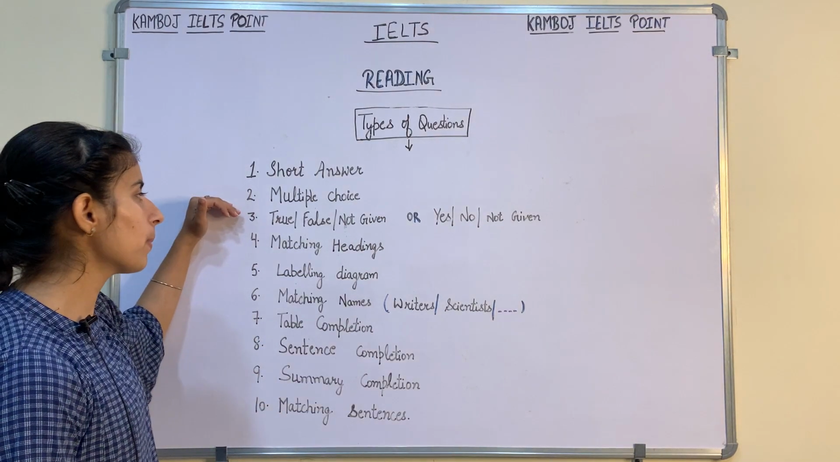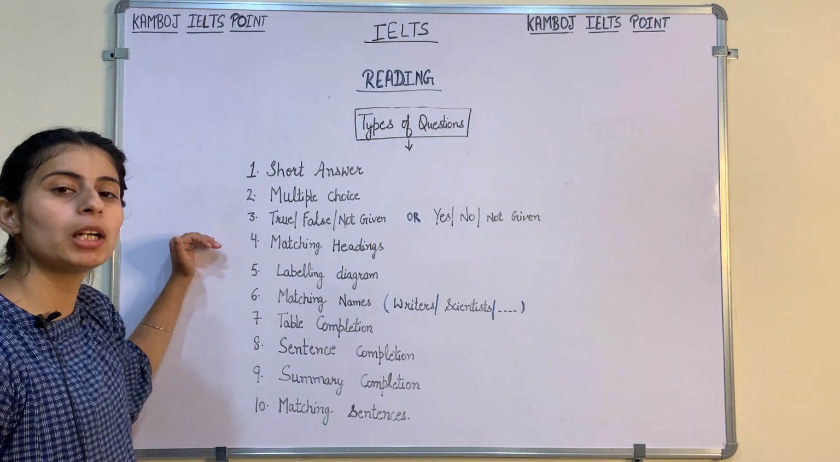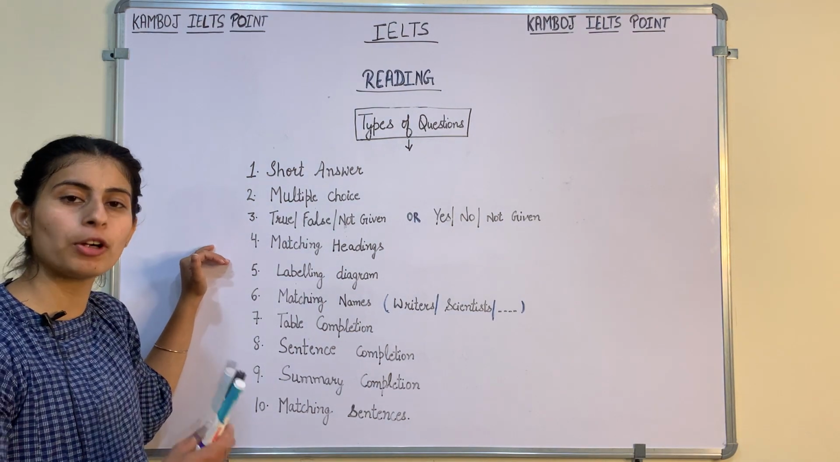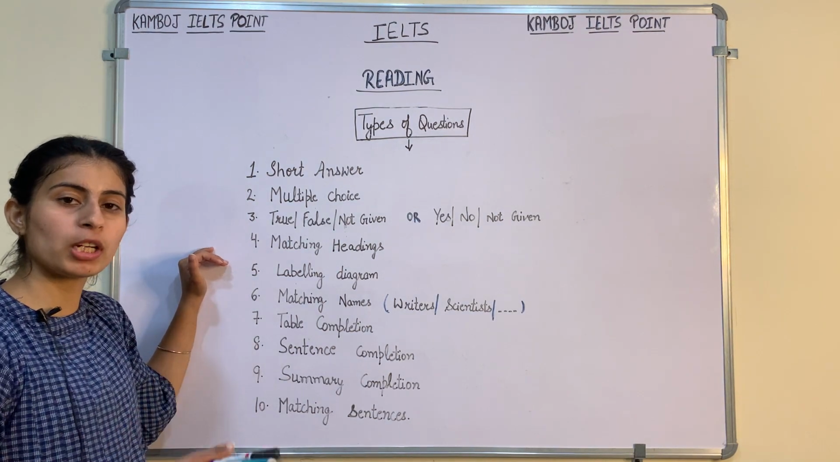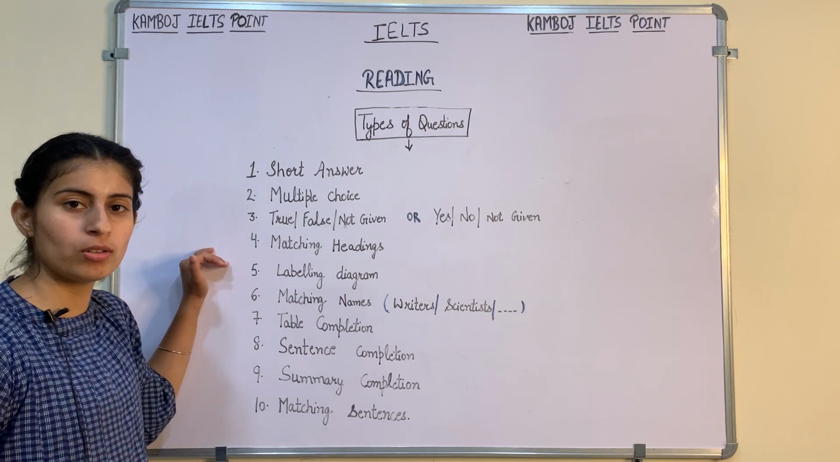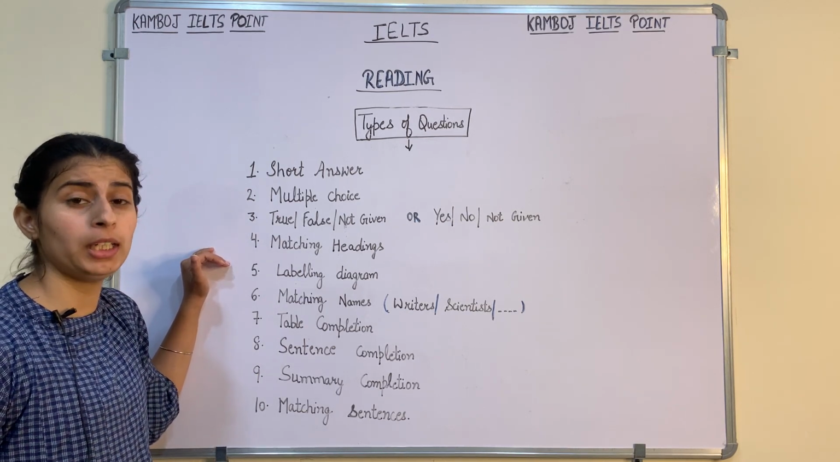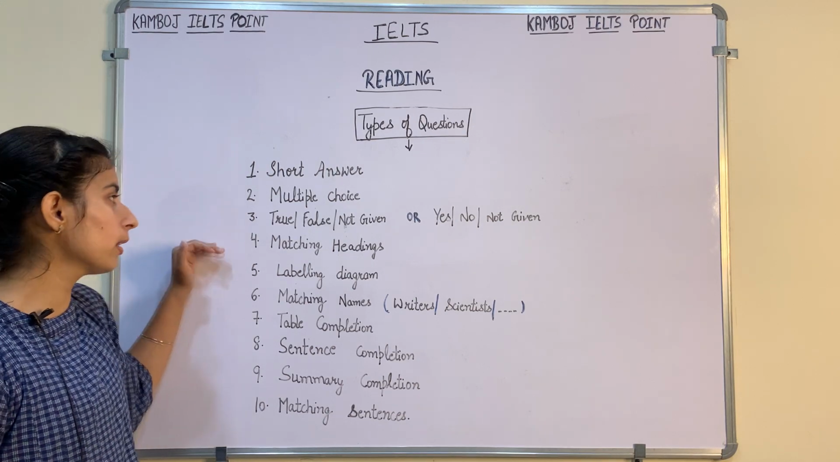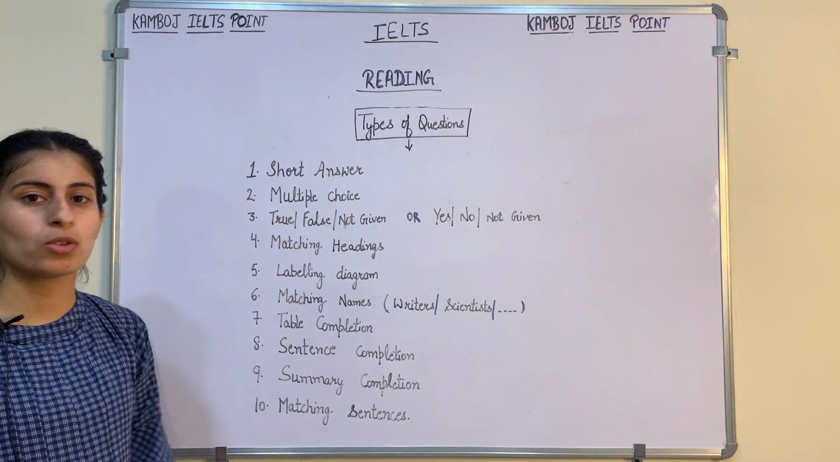The second type is multiple choice question. In multiple choice questions you will get different options like option A, option B, option C and D. Then you have to pick one correct option from there, and that is known as a multiple choice question.